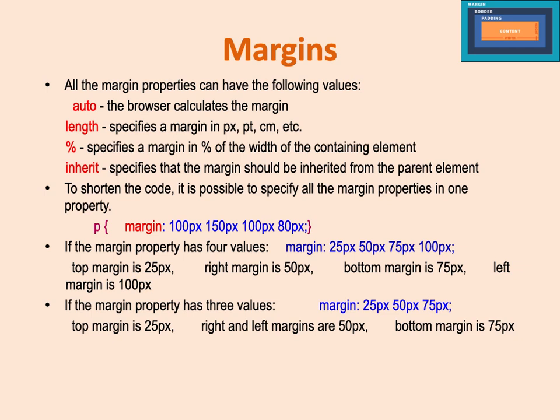If the margin property has three values, for example, margin 25px, 50px, 75px, all the three different values are separated using a single space. 25 pixel, then a space, then 50px, then a space, 75px. That is the separation here, followed by a semicolon. Here, top margin is 25. Then the second value 50px is assigned to right and left margins. So right and left margins are 50px. Then bottom margin is 75px. Likewise, the margin definition goes.